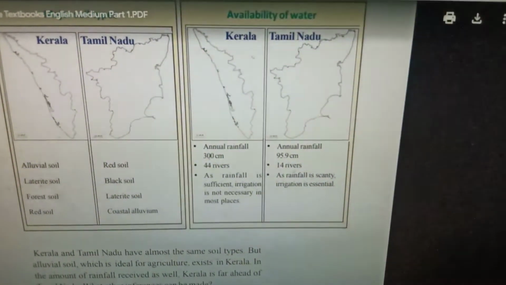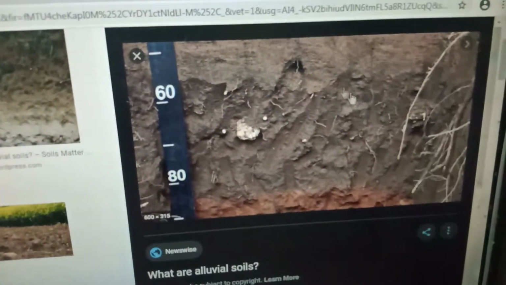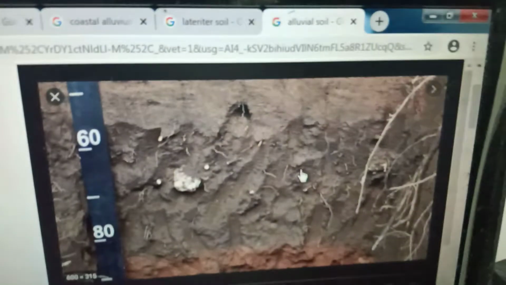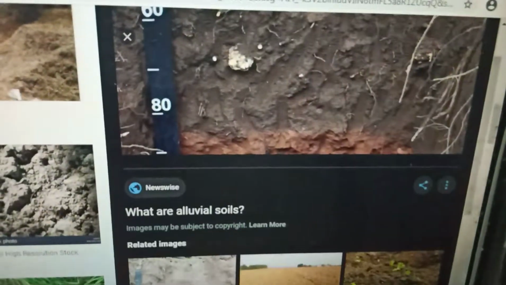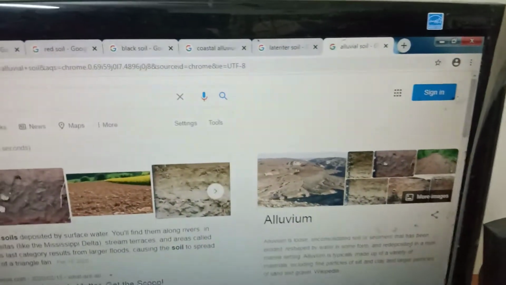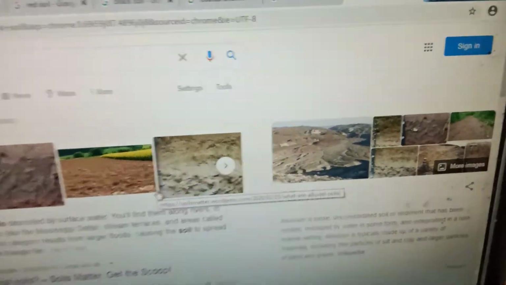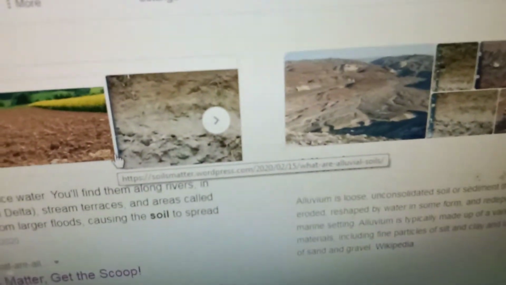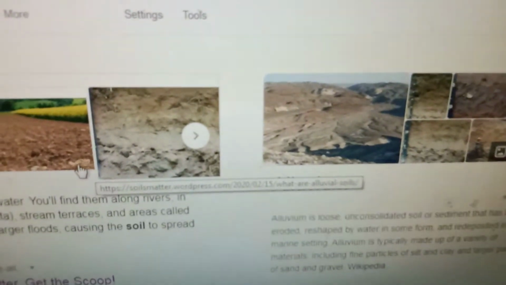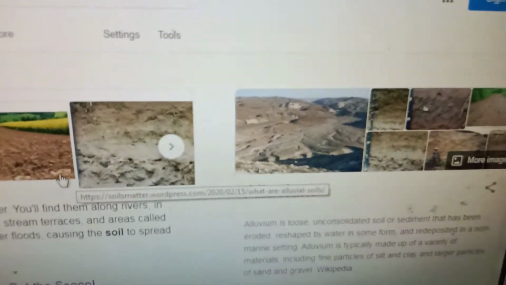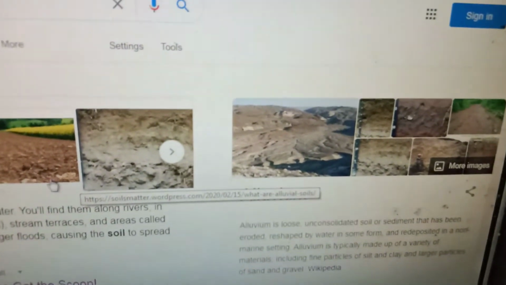First of all, alluvial soil. This is a picture of alluvial soil. Alluvial soils are soils deposited by surface water. You will find them along rivers, in floodplains and deltas. They are rich in potassium and highly suitable for agriculture.